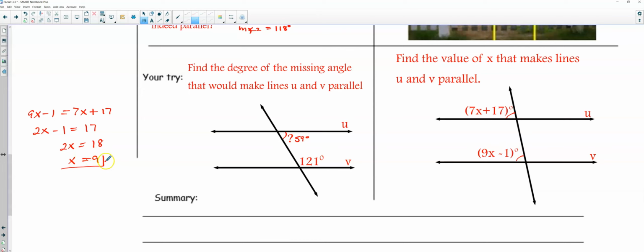And that would make this true. That would make these two lines U and B parallel. Alright. So that's it for this lesson.